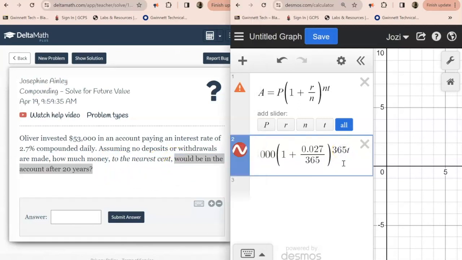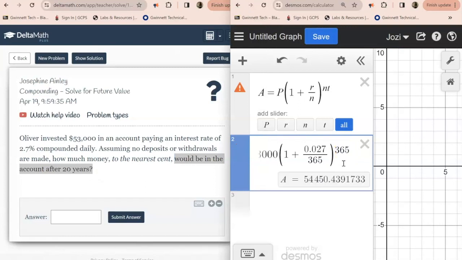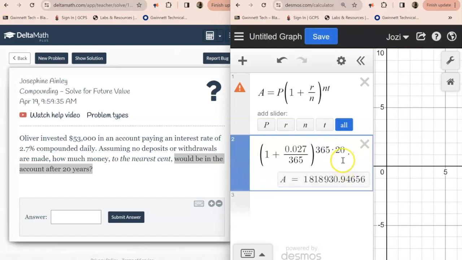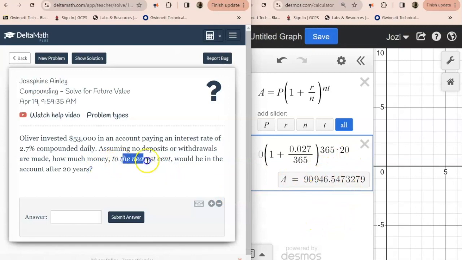So T is equal to 20, so times 20. Oh, careful. So when it does something like that, just come here and do it. I'm going to do times 20 here on the top, and then I'm going to try and copy and paste and see. Yep, all right, and then delete the rest of this. So I've put everything in and I need the money to the nearest cent.